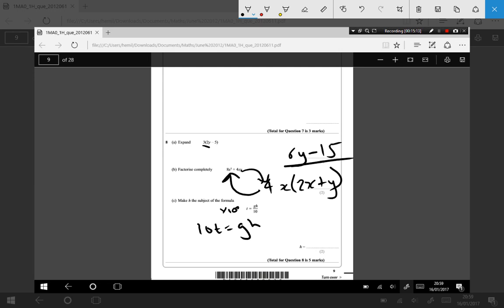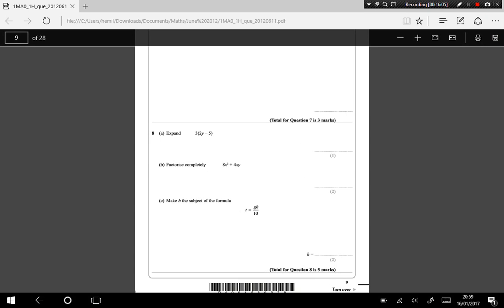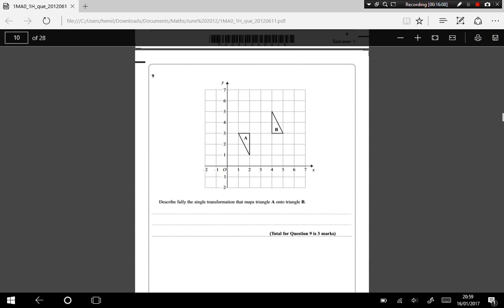Multiply 10 on both sides first, and then divide by g on both sides, and you get 10t divided by g, which is equal to h. That's all it is.